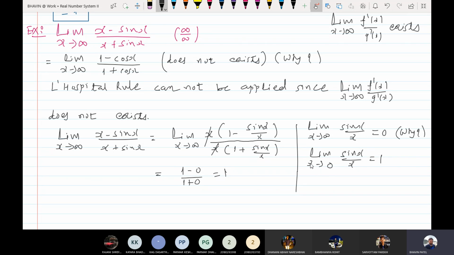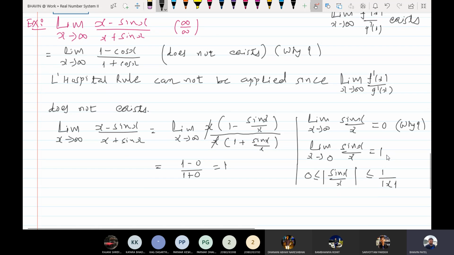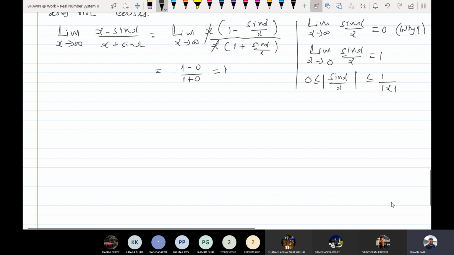The reason is this: 0 is less than or equal to mod sin x upon x. What is the range of sin? -1 to 1. So mod sin x is less than 1. Now limit x tends to infinity. So what is the limit of 1 upon x as x goes to infinity? 0, and apply sandwich theorem. So modulus of this has limit 0. Therefore, limit x tends to infinity sin x upon x is equal to 0.